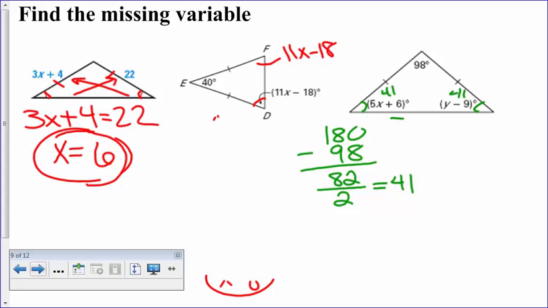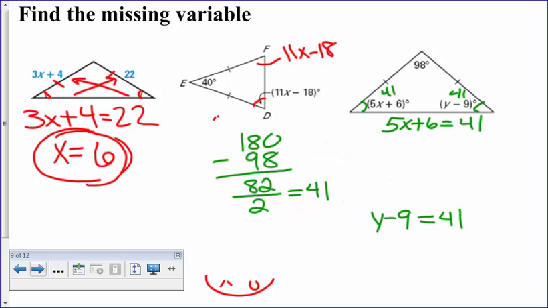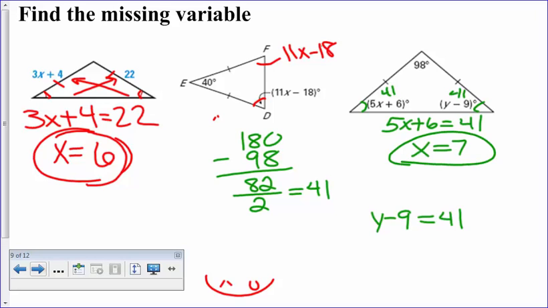So now that I know that those are both equal to 41, I've got two equations ready to go. 5x plus 6 equals 41, and then y minus 9 equals 41. So we'll go ahead and solve that so that we can find out what x and what y are. So 5x plus 6 equals 41, we're going to end up getting x equals 7. If we have y minus 9 equals 41, we're going to end up with y equals 50. Okay?